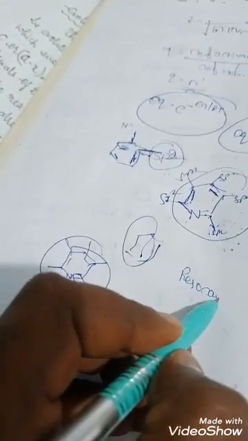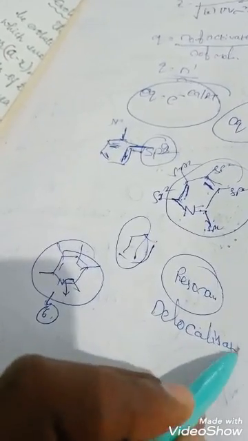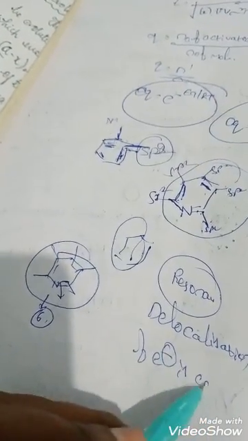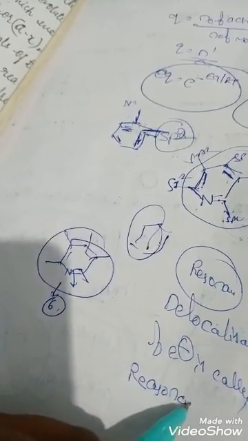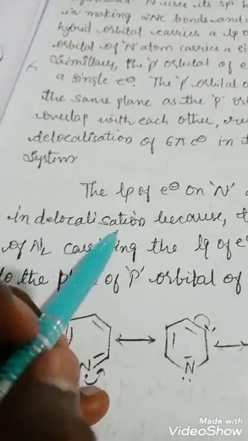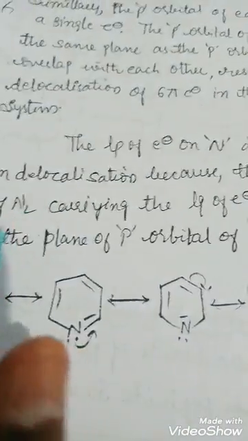Delocalization of electrons is called what? Resonance. Okay, this is resonance. Now, the lone pair of electrons on N does not participate in delocalization, because the hybrid orbital carrying the lone pair of electrons is orthogonal to the plane of the p orbitals of C.